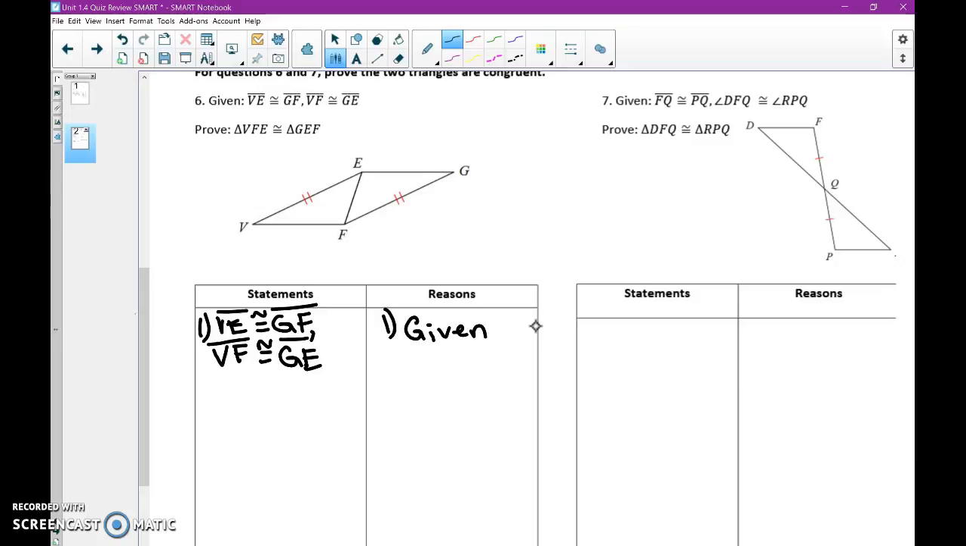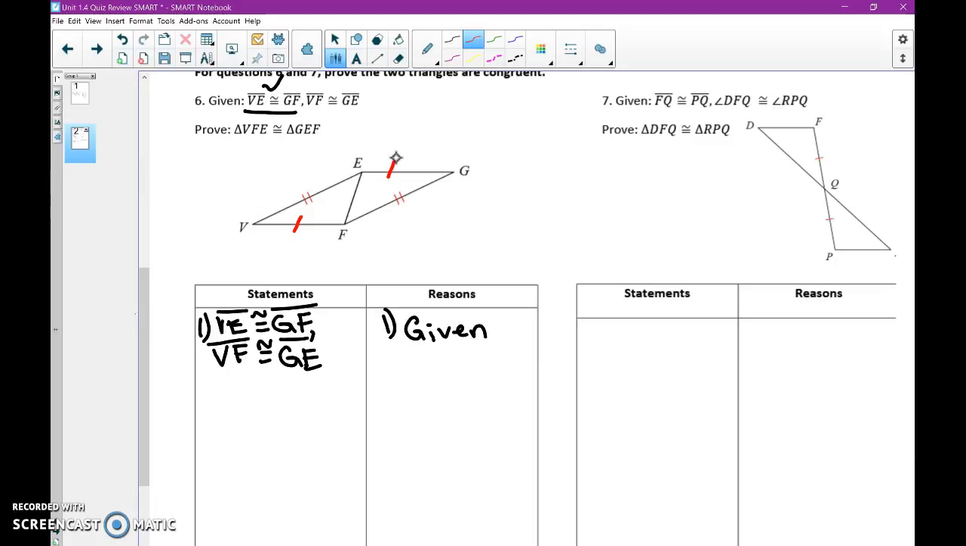So let's check and make sure. Does it actually mark it? VE congruent to GF. VE, GF, good. What about VF congruent to GE? Ooh, that is not marked here. So let's mark those. I'm going to put 1 tick mark for those.